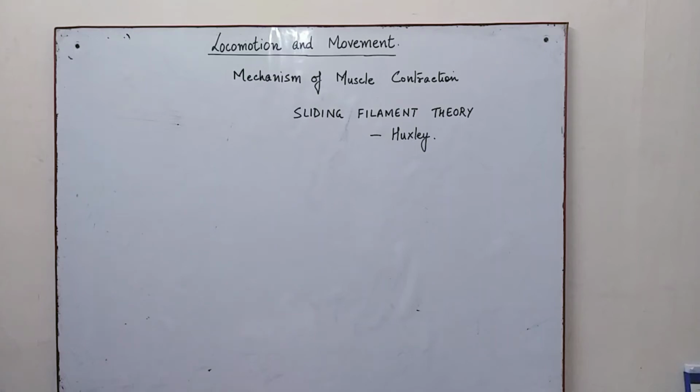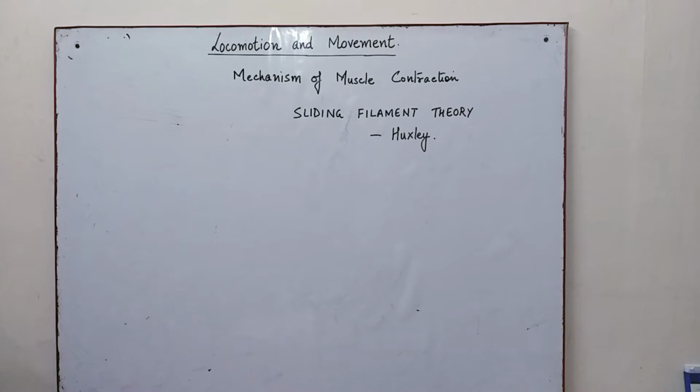In today's video, we'll be talking about the mechanism of muscle contraction. Now, when we talk about muscles, one of the important properties of the muscles is to contract and extend, so as to bring about movement in organisms. Several scientists were trying to understand the mechanism of how the muscles contract and how they are able to allow the organism to move.